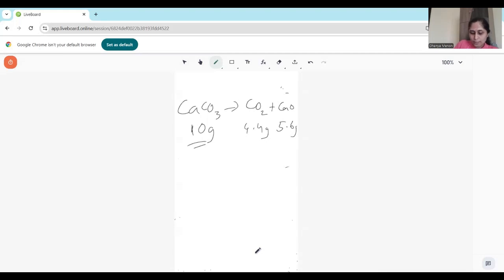So there is only one reactant, and it's given as 10 grams. If you take the mass of the products, 4.4 and 5.6, it comes to how many grams? 10 grams, right? So this is the law of conservation of mass. This is a basic law. Okay.